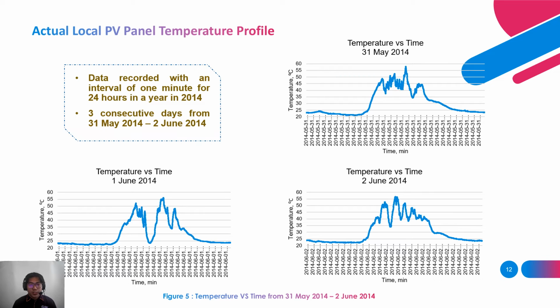The actual module temperature used in this project is for 3 consecutive days and recorded with 1-minute intervals. The temperature of PV modules impacts the system output, and every type of PV panel has a temperature coefficient that will affect the output of voltage and current.